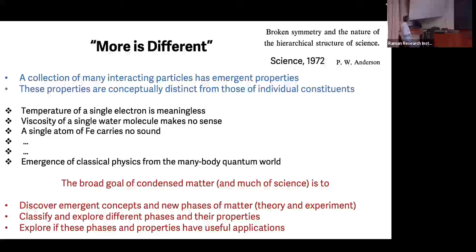The broad goal of condensed matter, and I'm saying condensed matter here, but really it's true for much of science as we do it, is to discover these kinds of emergent concepts, notions like temperature, pressure, and hydrodynamic descriptions, using a combination of theory and experiment. This interplay of theory and experiment is probably most clear in condensed matter physics, but these kinds of ideas also play a role in, for instance, biological physics.